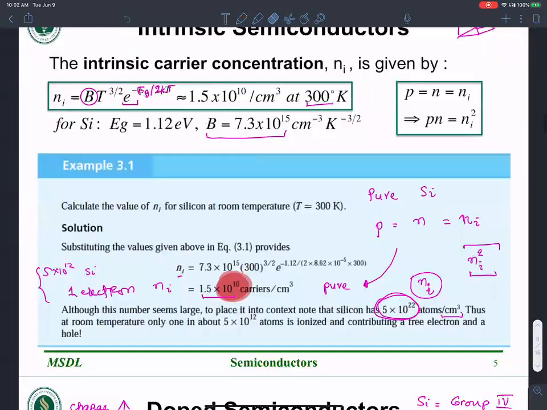As we saw earlier, this number is on the order of 1.5 times 10 to the 10. Even though it appears a large number, it really is a small number in comparison to the total number of atoms. The total number of silicon atoms is on the order of 10 to the 22nd, while the number of free charge carriers is only on the order of 10 to the 10. That is ni, the intrinsic charge carrier concentration. And the number of electrons is equal to the number of holes. So we can calculate ni squared.